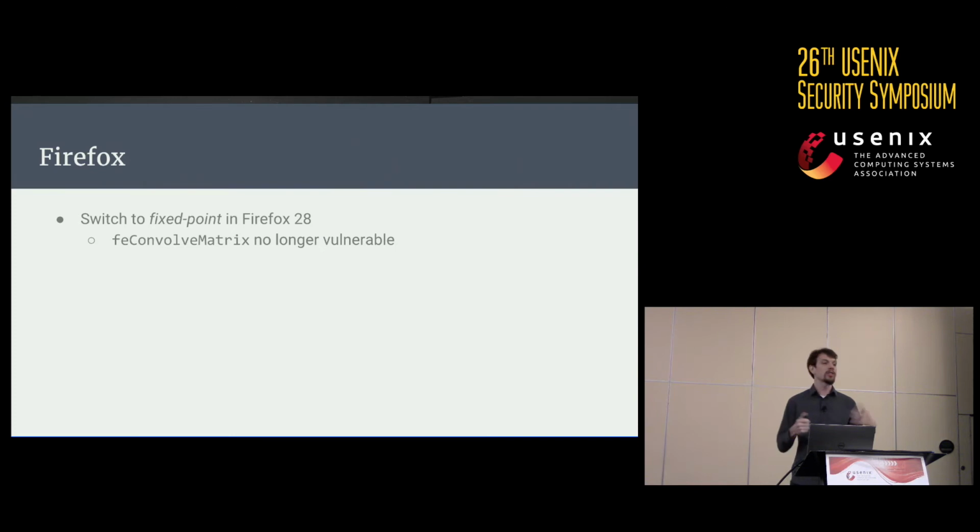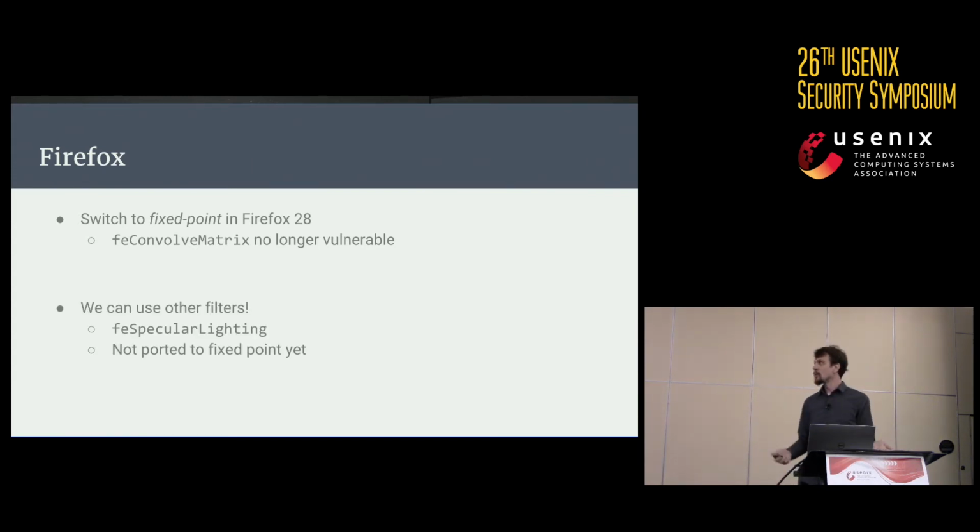Now, I told you that Firefox stopped working in version 28 with our previous version, and that is because Firefox, independent actually of our suggestion, started pushing their SVG filters to a fixed point implementation. That is an implementation that does its non-integer math on the integer unit rather than on the floating point unit. And since they're not using the floating point unit anymore, we obviously can't run a floating point timing attack. That's OK. They haven't ported everything yet.